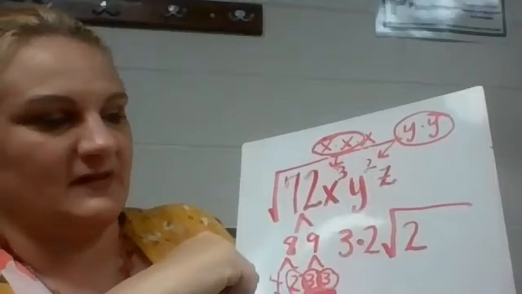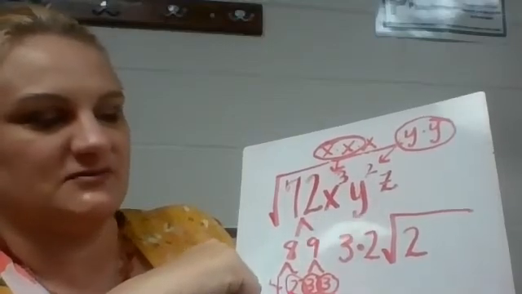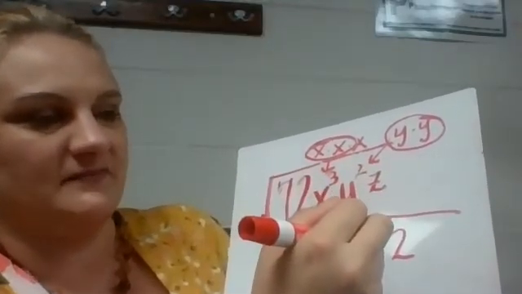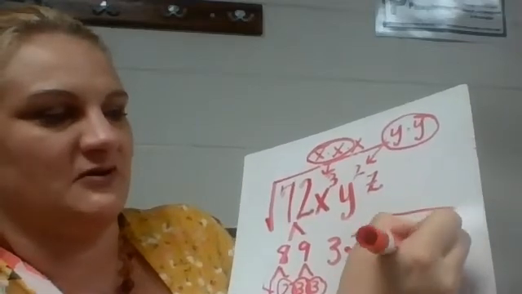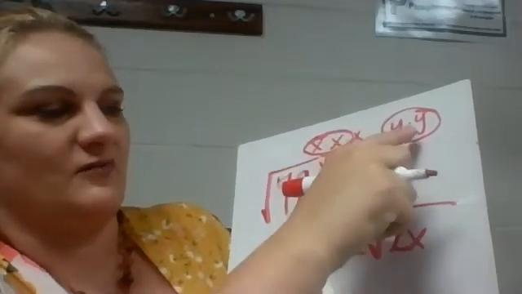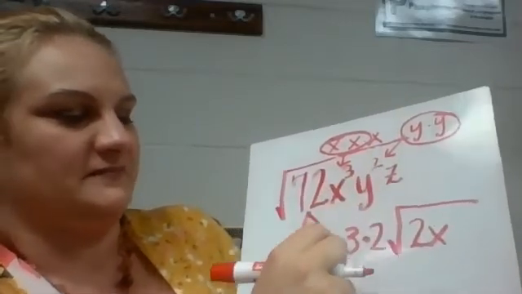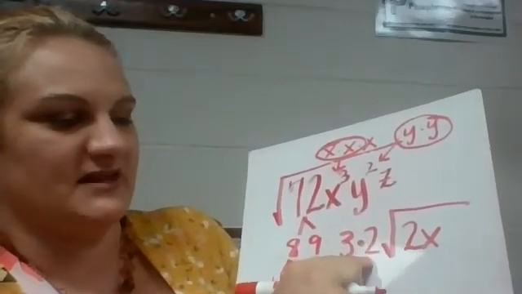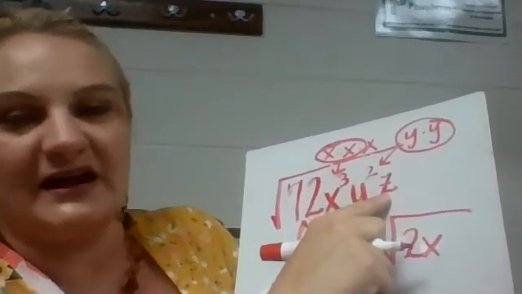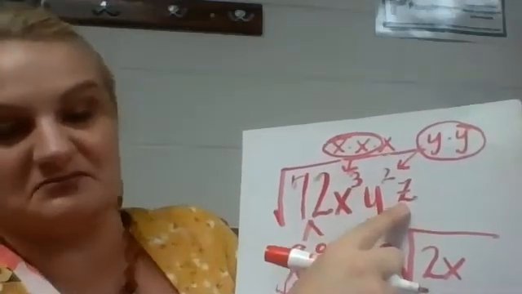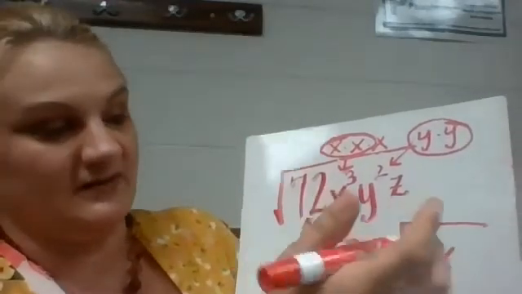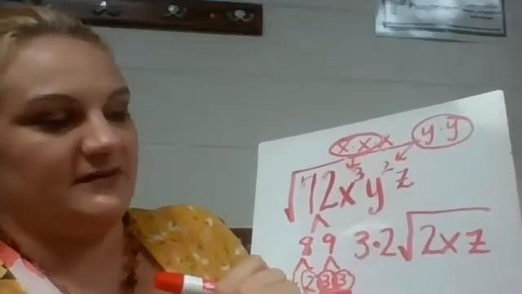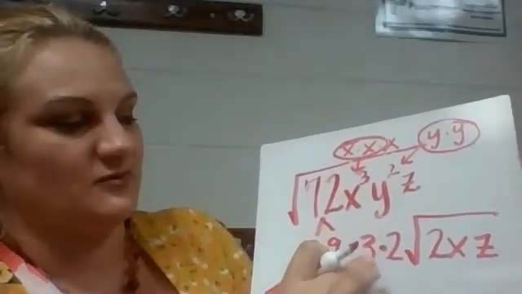X. So where do you think x goes? Outside or inside? Inside, no date. What about our y? Does it have a date? Yes, so it can come outside. And our z, I didn't even mess with z because it doesn't have a date. So z stays in there.